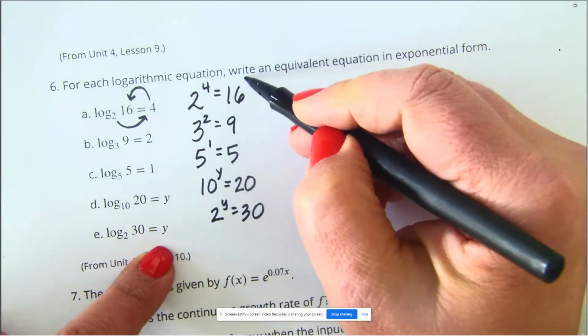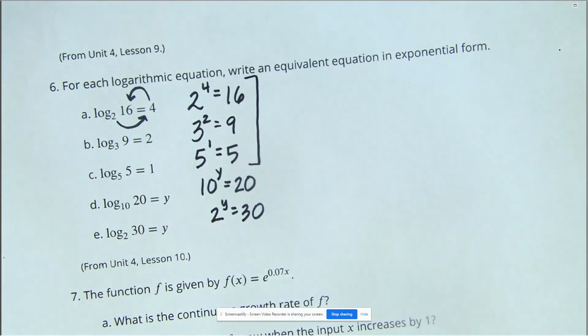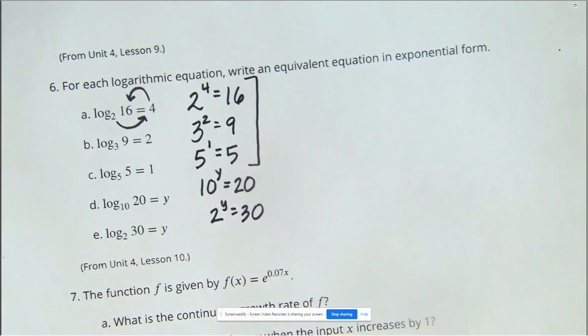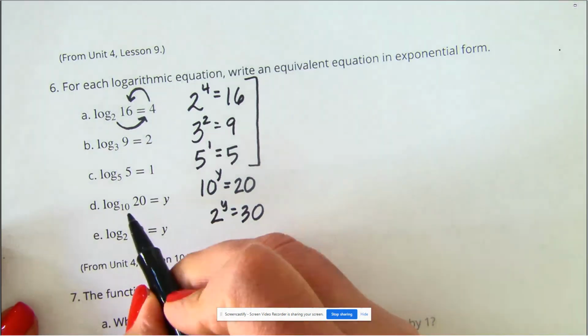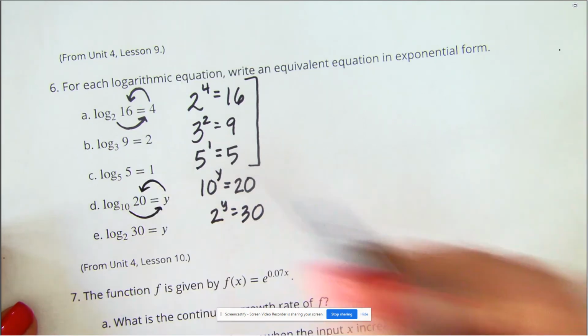Now, on all of these, they make sense because I know what they evaluate to. So I know I've done them correctly. These, I don't know the answers, but I have put them in the right exponential form.